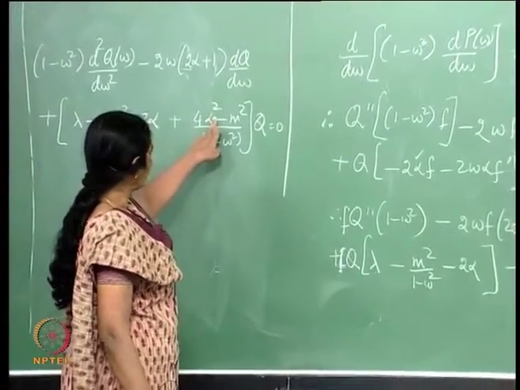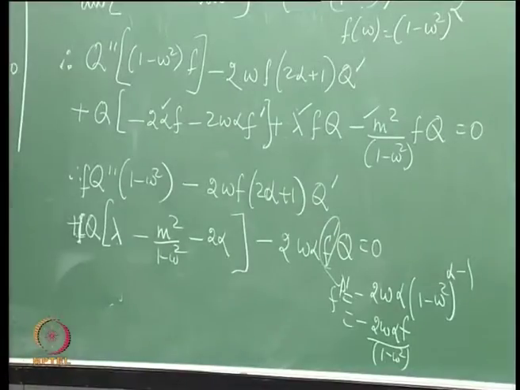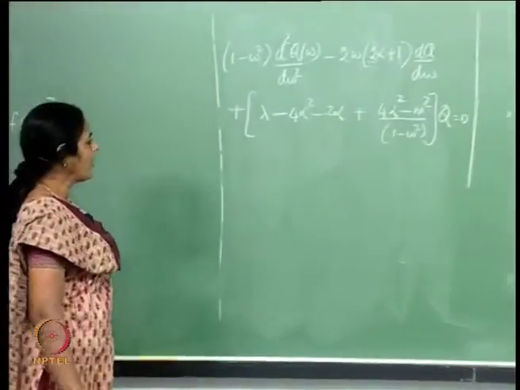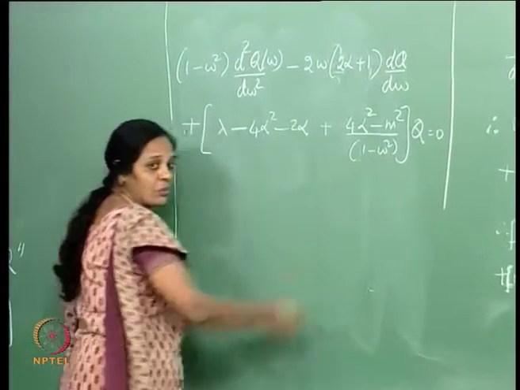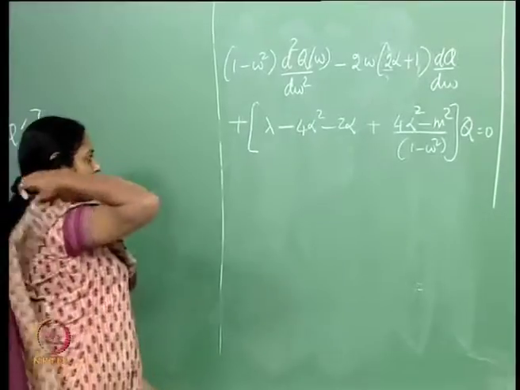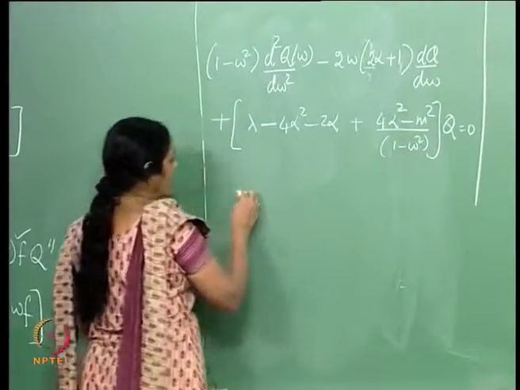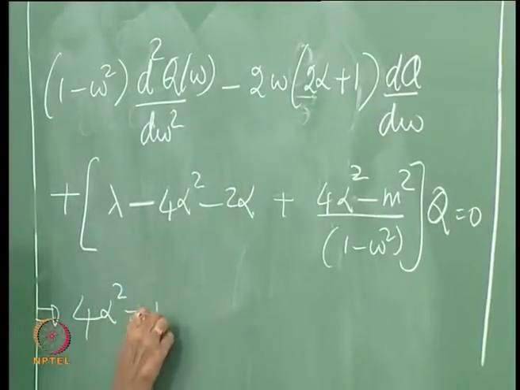Just added a 4 alpha squared and subtracted out an extra piece in order to get this term. So that is what I have, and as you can see, trouble comes when w squared is equal to 1. As w squared approaches 1, this term is going to give trouble unless 4 alpha squared equals m squared.